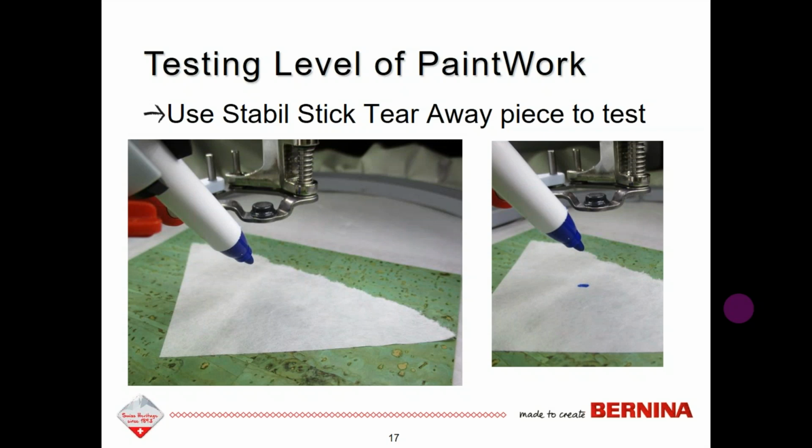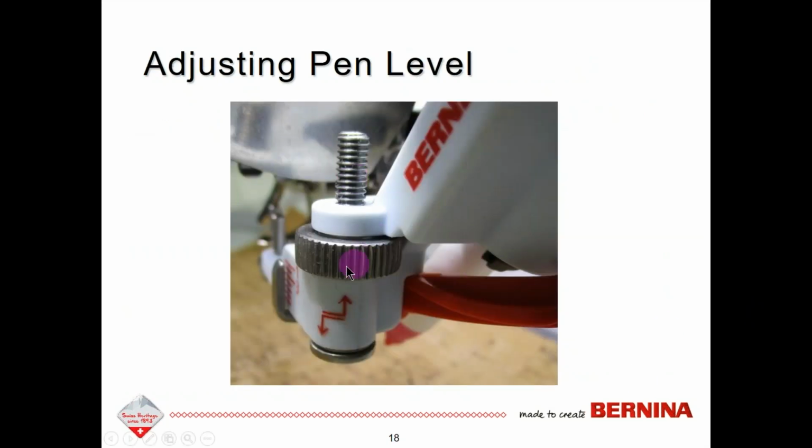So in some cases, you might find that you need to adjust it. And to adjust the pen level, if you turn the lever toward you, it's going to raise the pin. If you turn it away from you and toward the machine, it's going to lower the pin. So the more contact the pin has with the fabric, the more intense the color. But you don't want the pin to scoot the fabric at all.